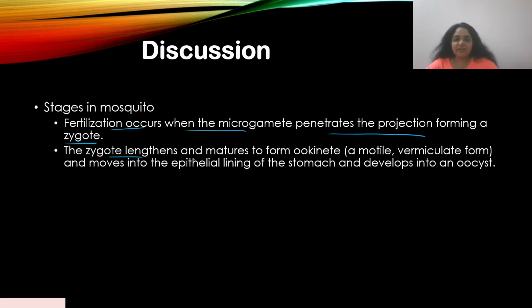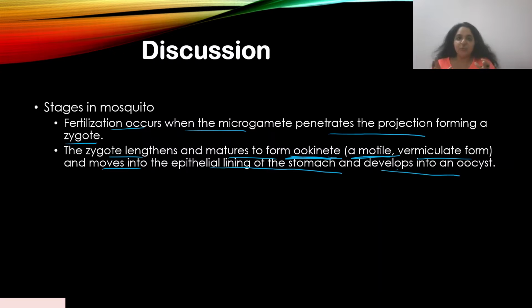Now the zygote lengthens and matures to form the ookinete. It forms the ookinete, which is actually motile, vermiculate. It's a small motile structure. That means it moves, and moves into the epithelial lining of the stomach, and develops into an oocyst.